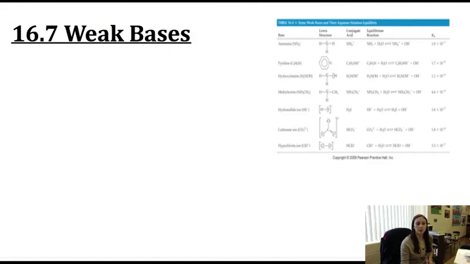All right, we're going to look at 16.7, which is weak bases, and then 16.8, which deals with the relationship between Ka and Kb. When we look at weak bases, here we're abstracting protons from water, and we're making some OH minus. So we're also going to form the conjugate acid of that base.